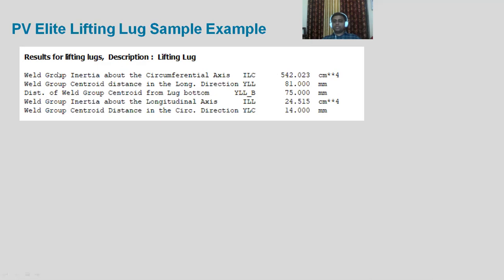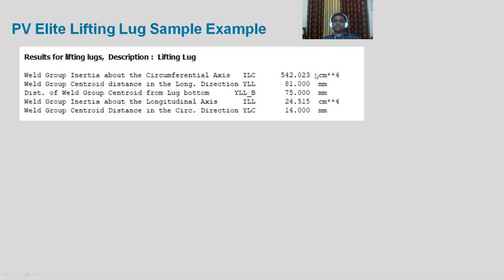So the weld group is a group of welds which forms a rectangle. It will be welded all across the thickness and the length of that lifting lug, and hence it forms a rectangle. So it is nothing but a rectangular area. It will have a width of how much? 6 mm as the fillet width. So the 6 mm fillet width will be the area. That entire area along the circumferential direction will have a moment of inertia of 542 centimeter raised to 4. Weld group centroidal distance in its longitudinal direction. So along the length, what is its distance along the longitudinal axis? The weld group centroid distance along the length will be 81. How has that 81 come about?